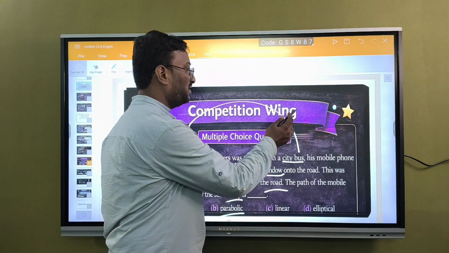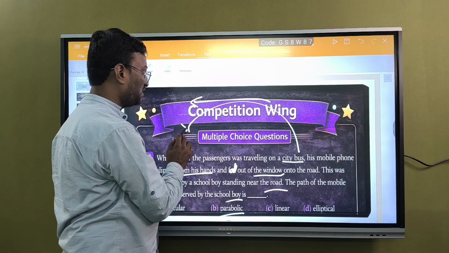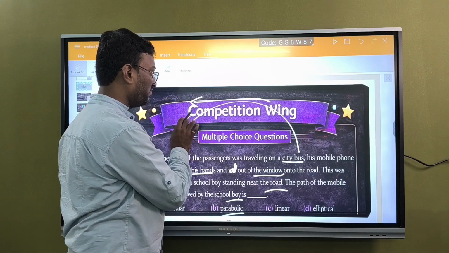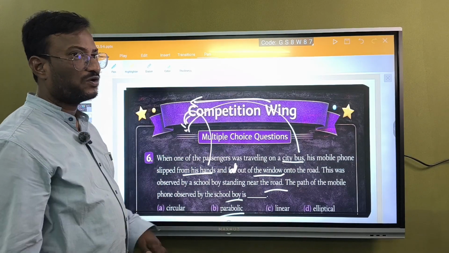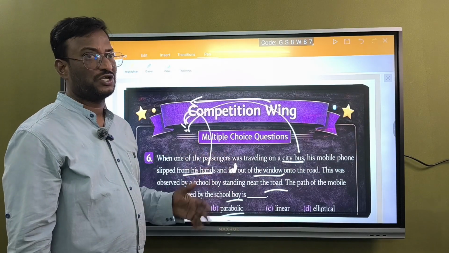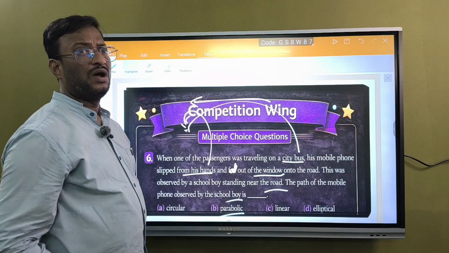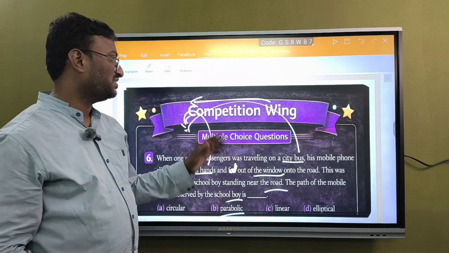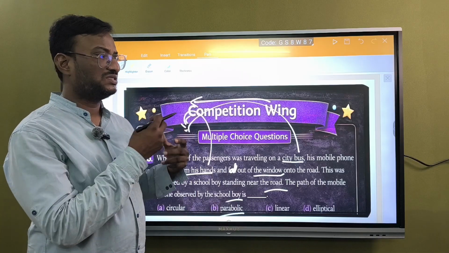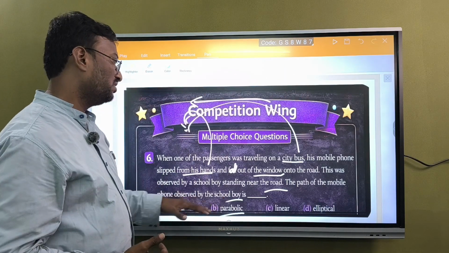So if it falls from the bus moving in this particular direction, it will take a parabolic path. We are going to learn in our future classes what a parabolic path is. Generally, if you throw a stone up, it will take a parabolic path, that is a curved path. Likewise the mobile also, since the bus is in motion, will take a parabolic path.